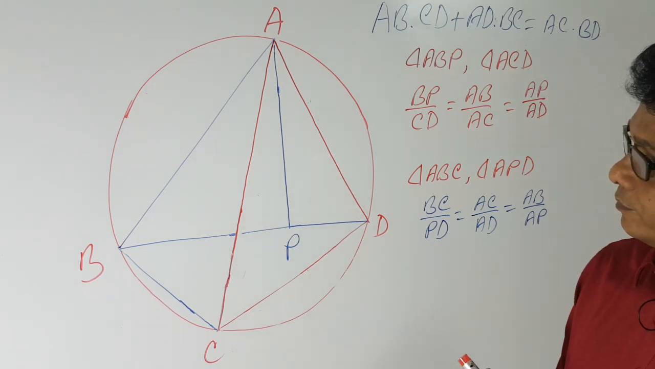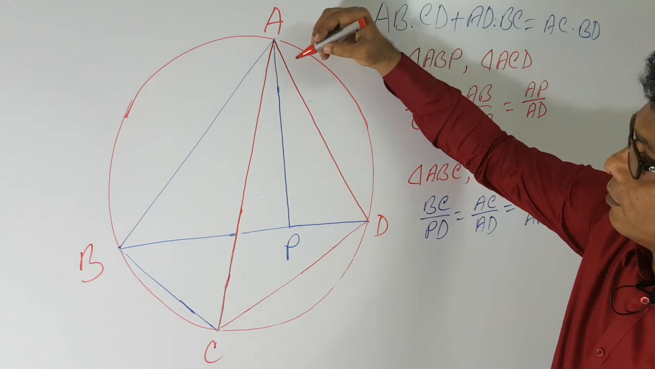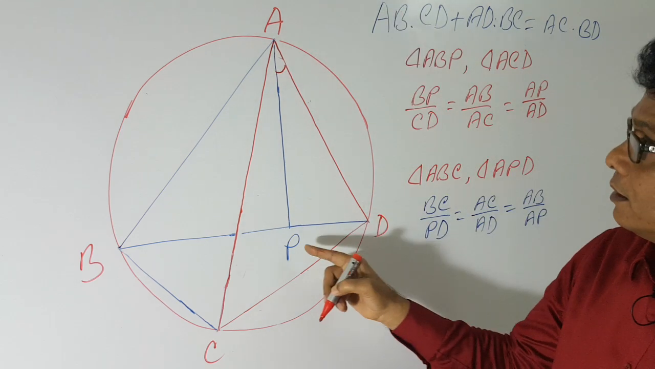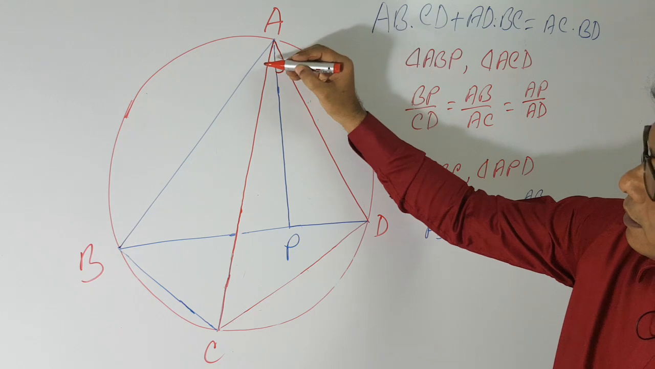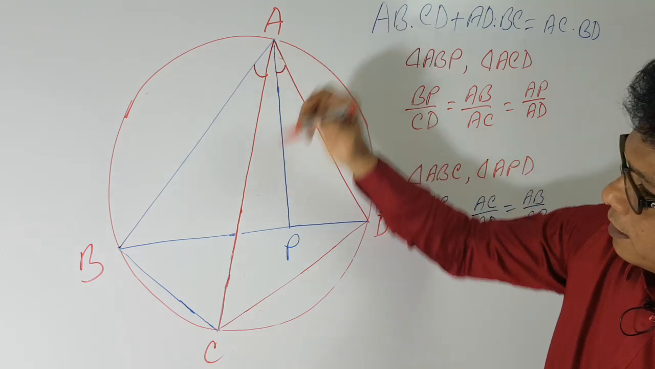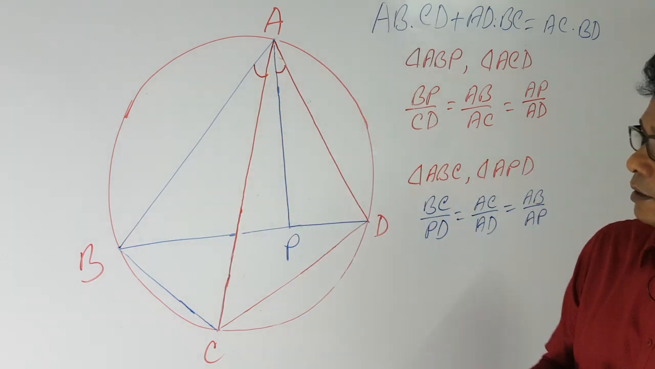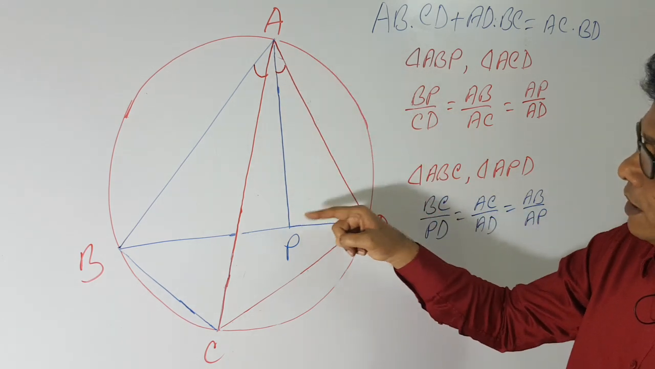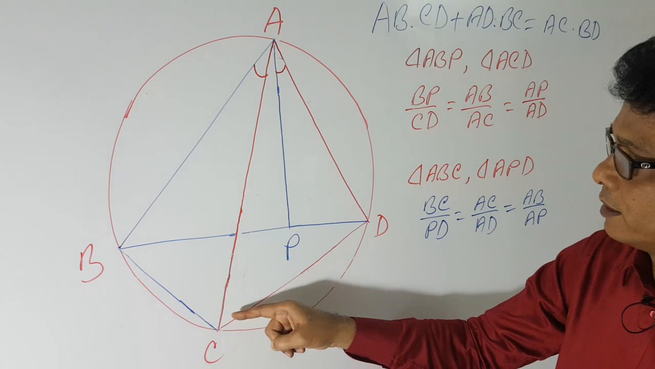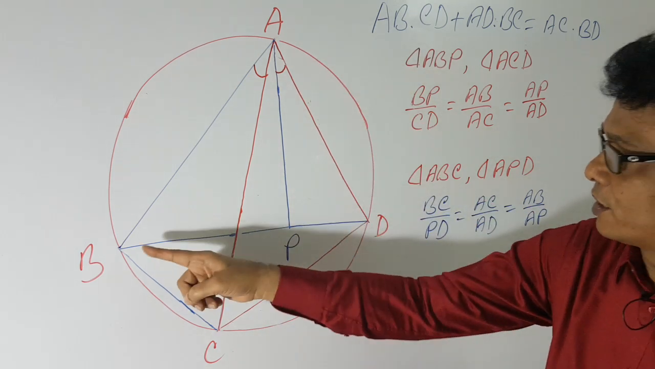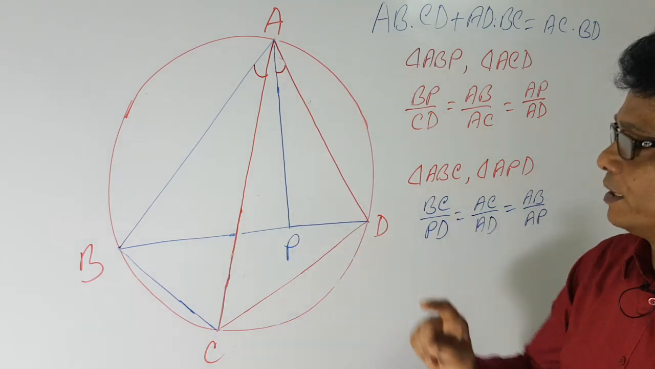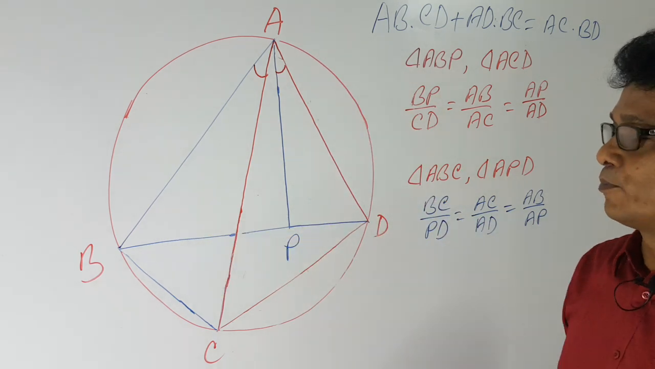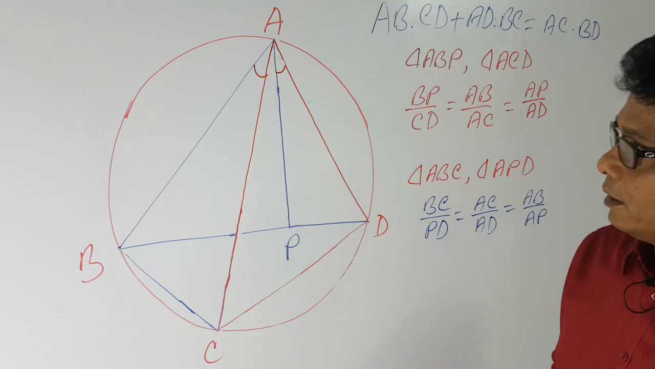Construction. We draw an angle PAD equal BAC. We draw an angle DAP equal BAC. AP intersects BD at P. Okay. Proof.